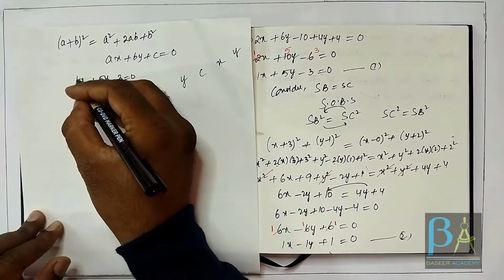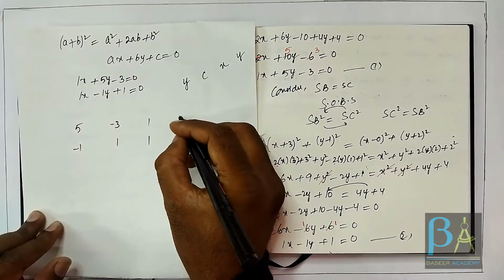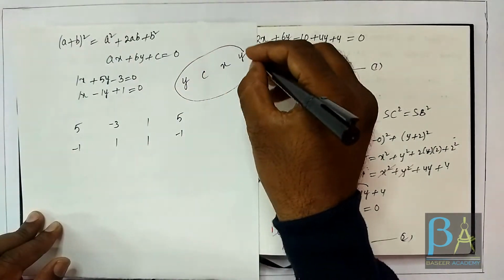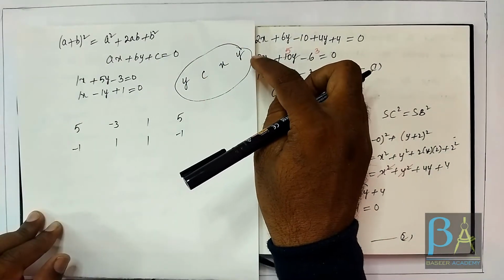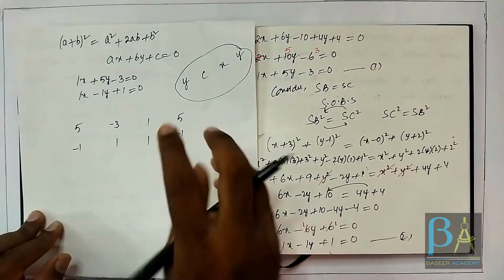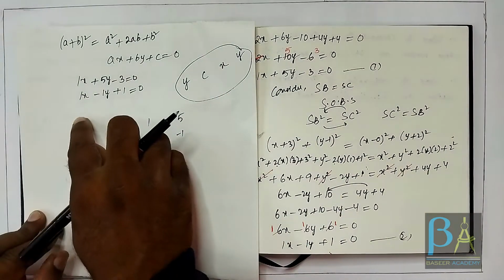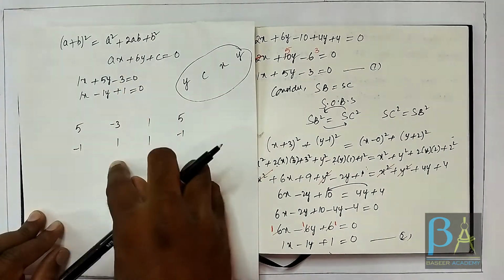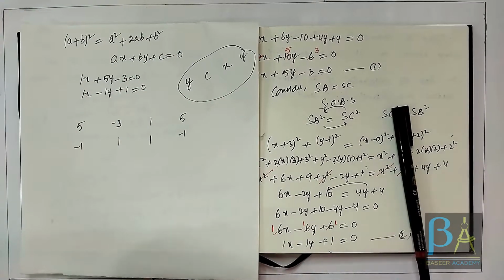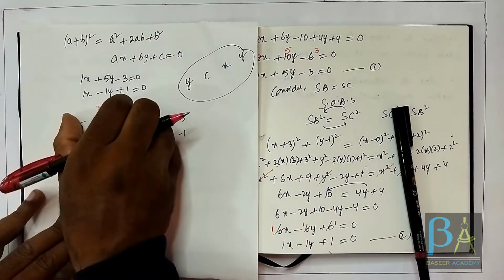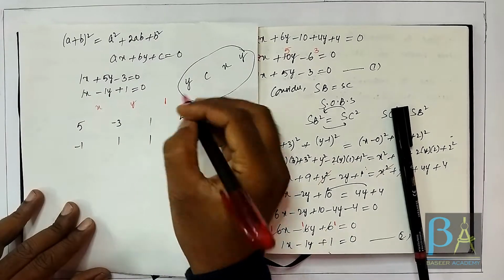X, the coefficient of x, 1 and 1. Again y, the coefficient of y, 5 and minus 1. I personally remember this in this way: y, c, x, y. That's how I remember it personally. So the coefficients of y, the constant terms, coefficients of x, and then the coefficients of y once again. And now you have to write x in this space, y in this space, and then 1 in this space.